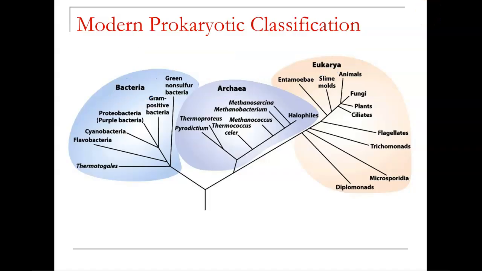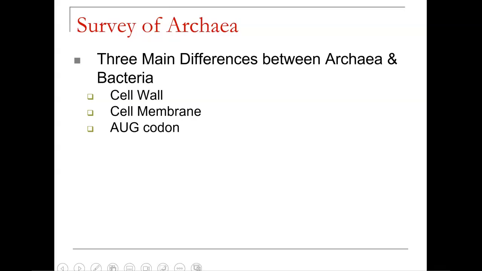So going into the archaea first, we're going to have three major differences between archaea and bacteria. Cell walls do not contain peptidoglycan in the archaea. They do in bacteria. Cell membranes are going to contain lipids with branched hydrocarbon chains. And the AUG codon for methionine, or the start codon basically, is going to be the initial amino acid in the polypeptide chain.